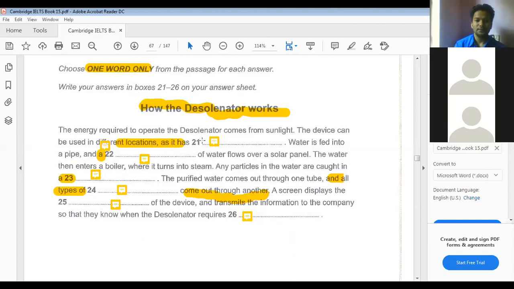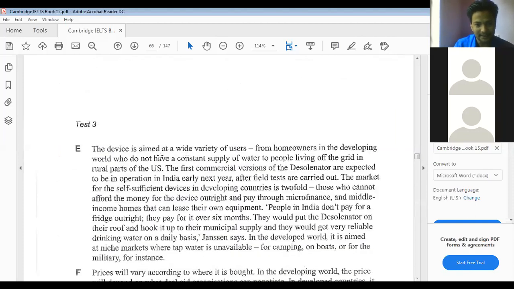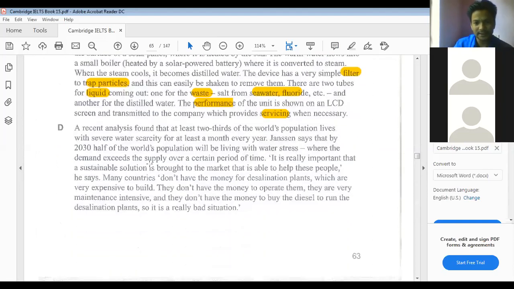We have got question number 21, 22, 23, 24, 25, 26. Yes, 6 questions. That's fabulous. Now our job is to just read the paragraph and match the heading. Yes. Okay, Sujana, read the paragraph.